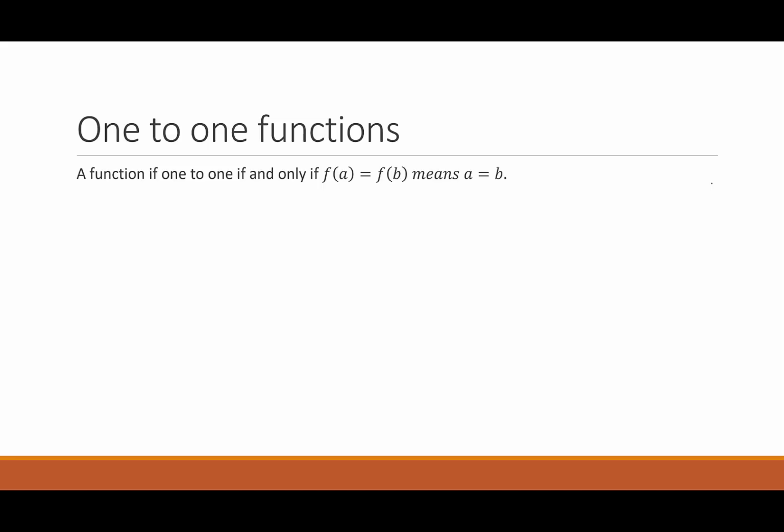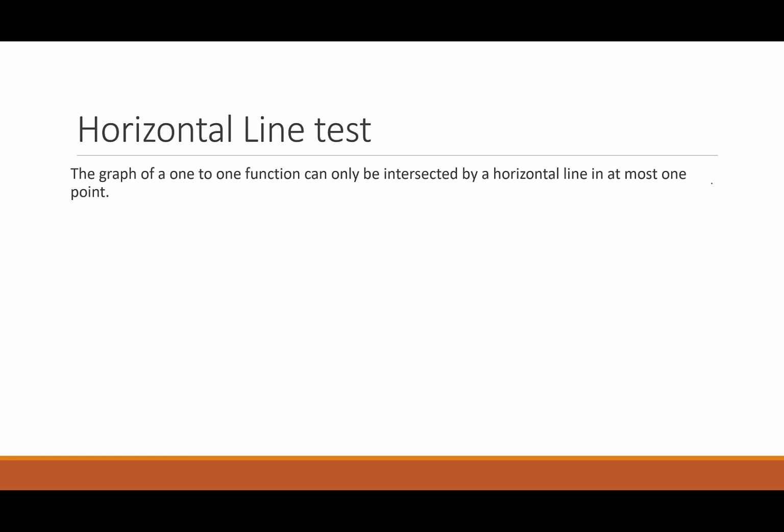Another thing we can do with a graph is talk about one-to-one functions. A function is one-to-one if and only if f of a equals f of b means a equals b. Basically, one-to-one says every x goes to exactly one y, and we have no repetition at all anymore. So everything is unique, a unique x to a unique y. When we look at that in a graph, we look at a horizontal line test. So the graph of a one-to-one function can only be intersected by a horizontal line at most one point.